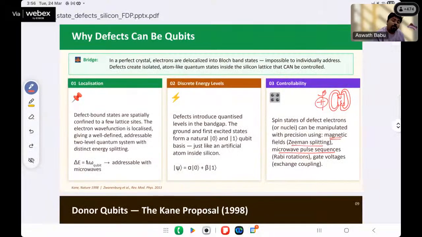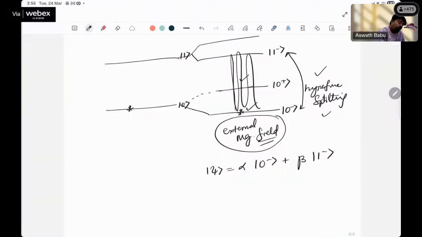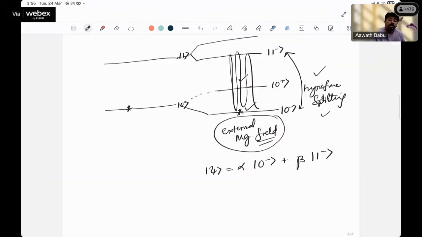And this is Rabi rotations or Rabi oscillations. How much oscillation should happen, and what kind of change has to undergo, those are all gate voltages or exchange coupling. How much coupling has to happen between the incident microwave pulse and the qubit which we are realizing out of a silicon electron inside this silicon material, in terms of its defect, is going to be addressed.